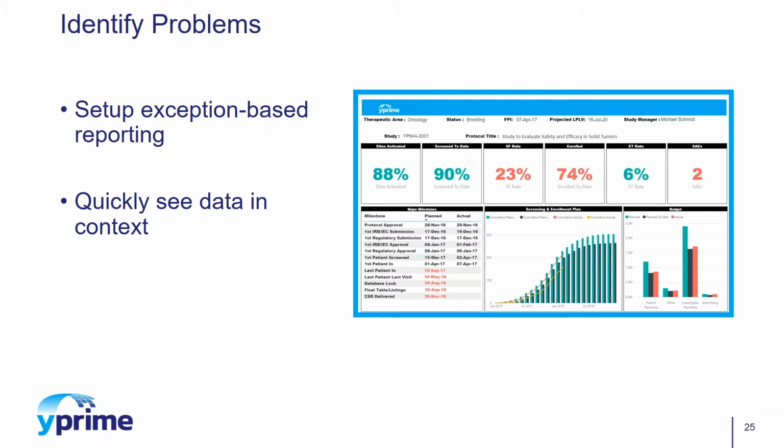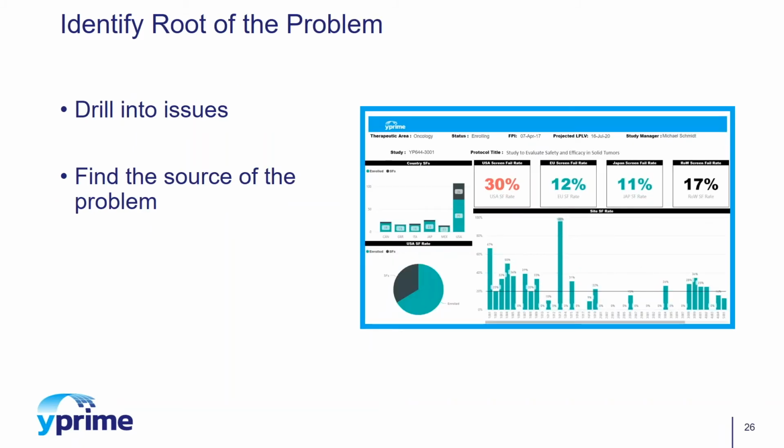So as we start to look deeper, we want to find out why our enrollment's behind. If we can look at the data from multiple systems combined, we can see that, possibly, we've screened more patients than we expected to. However, we see that our screen fail rate is higher than we expected. So it doesn't necessarily appear that it's a recruitment issue. So we want to drill into the issues.